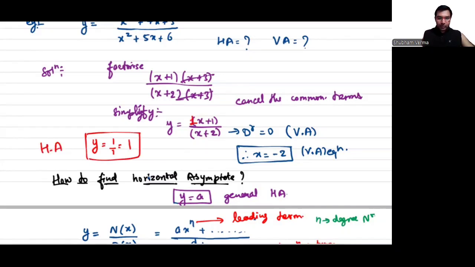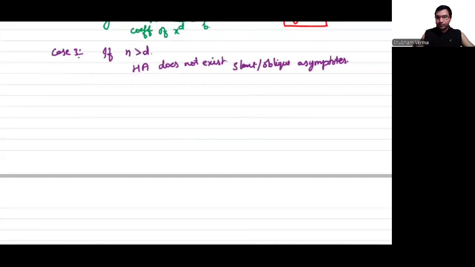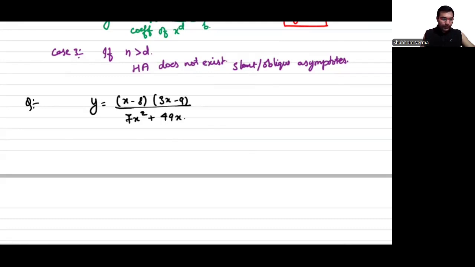Since the powers are equal, divide the coefficients: coefficient of the numerator divided by coefficient of the denominator. Let's quickly take one question based on this. Then it will be more clear to you. Let's suppose we have y equal to (x minus 8) times (3x minus 9) over 7x square plus 49x. Are you getting it? Now, the question says find the horizontal asymptote and the vertical asymptote. So I'm writing it down over here.